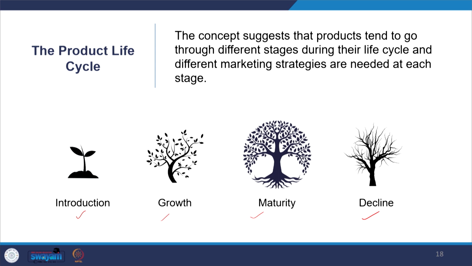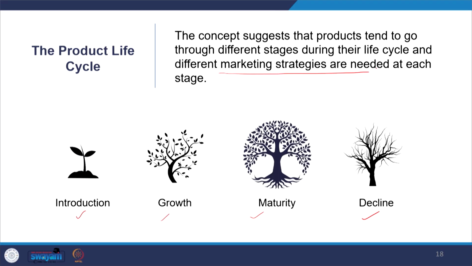This concept suggests that products tend to go through different stages during the life cycle, and different marketing strategies are needed at each stage. But the interesting thing is that when we are talking about the marketing strategies needed here, there would be a clear cut difference between B2C and B2B. For example, the same strategies that you are using in B2C might not work well for B2B, because of the obvious characteristics of the two kinds of industry, the two products.